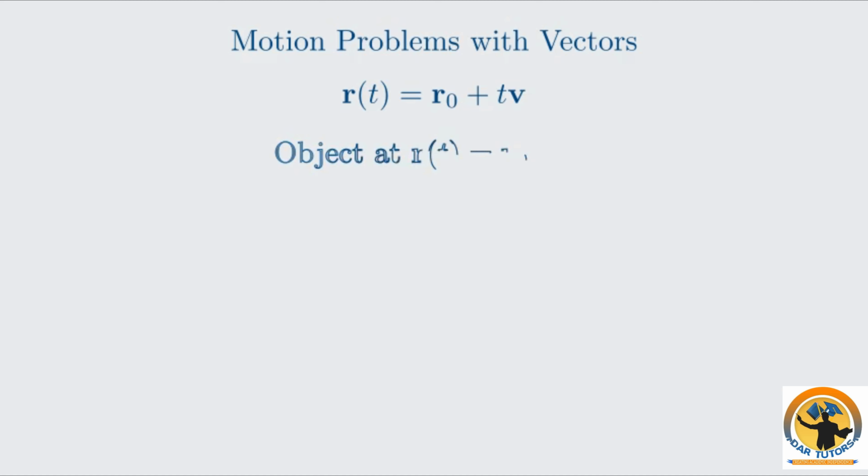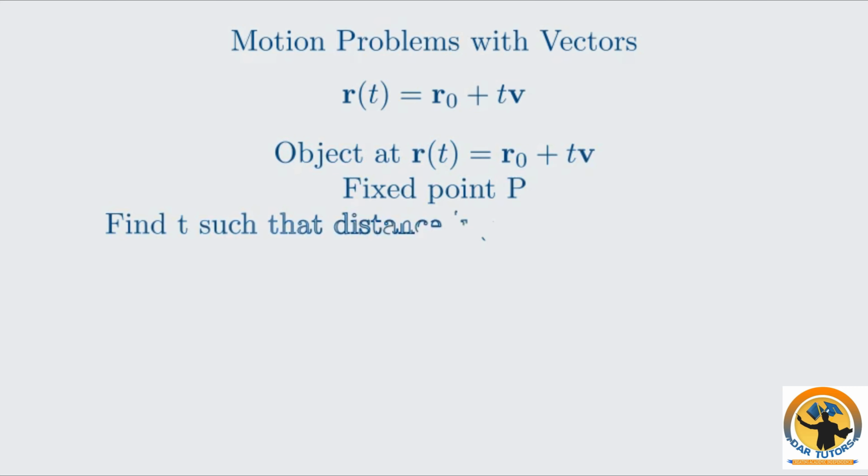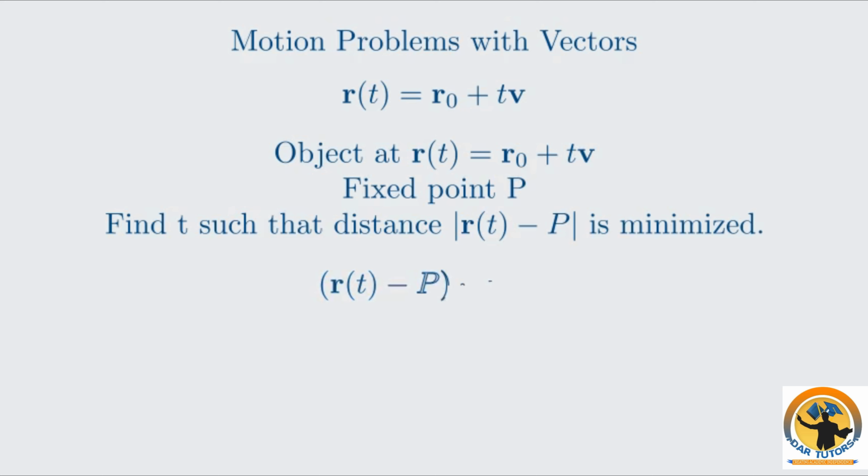Let's consider an object moving along a path described by r(t) and a fixed point P. We want to find the time t when the distance between the object and P is minimized. The vector connecting the fixed point P to the object at time t is r(t) minus P. For the distance to be shortest, this vector must be perpendicular to the object's path, which is in the direction of its velocity vector v. So, the condition is that the dot product of the vector r(t) minus P and the velocity vector v must be 0. Solving this equation for t will give us the time of closest approach.